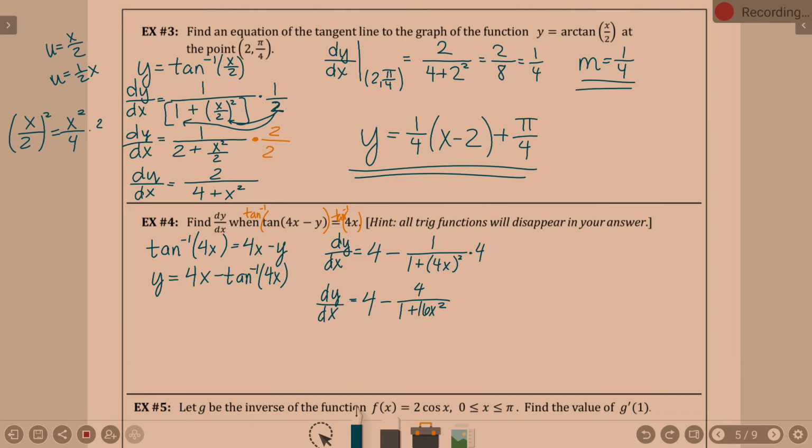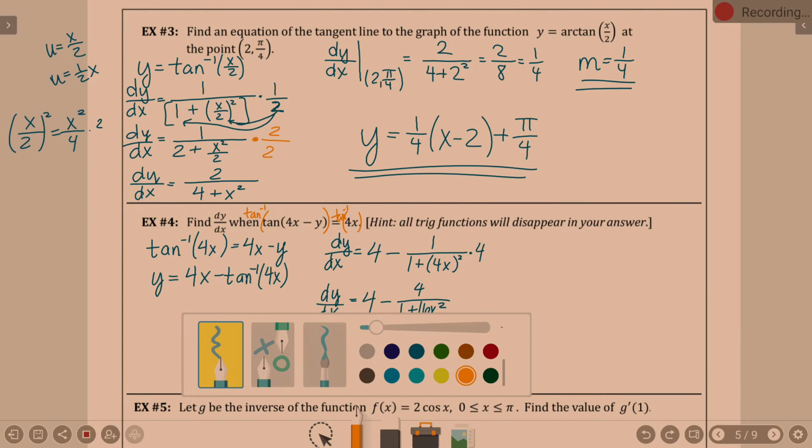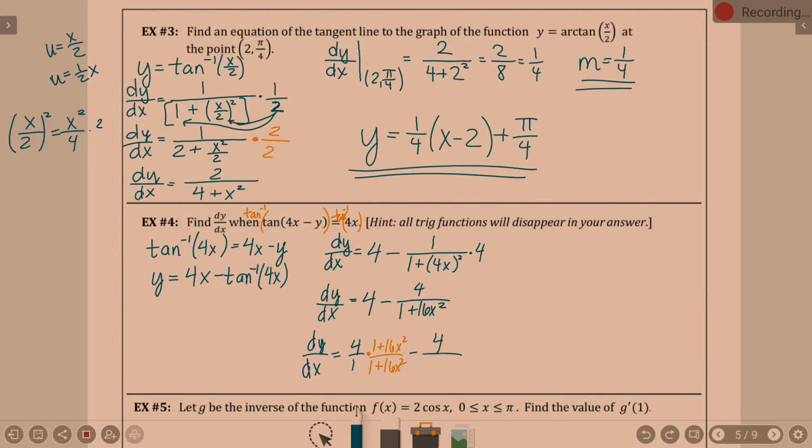As in 4 minus, common denominator. You have to multiply. The common denominator would be 1 plus 16x squared, right? So in order to get 4 to have that, it's currently 4 over 1, right? And you would have to multiply 4 over 1 by 1 plus 16x squared over 1 plus 16x squared. And then we still have the minus 4 over 1 plus 16x squared.